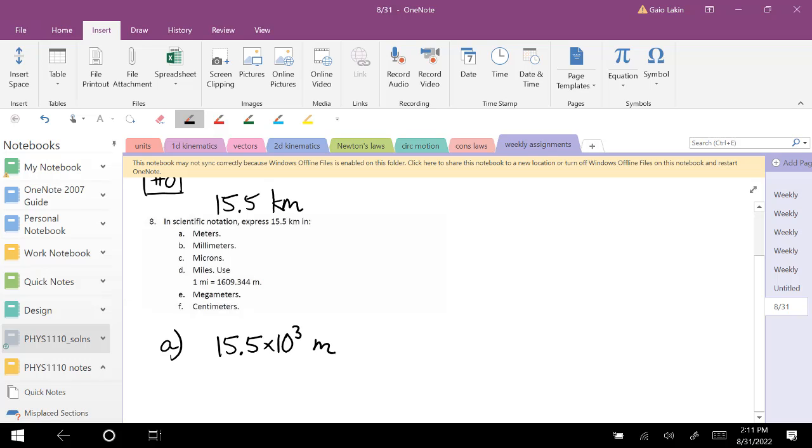Okay, so that's actually the answer to A by itself, although this isn't really in scientific notation yet because we have more than one leading digit before the decimal. So I guess the last thing I have to do is change this to 1.55 times 10 to the third meters.